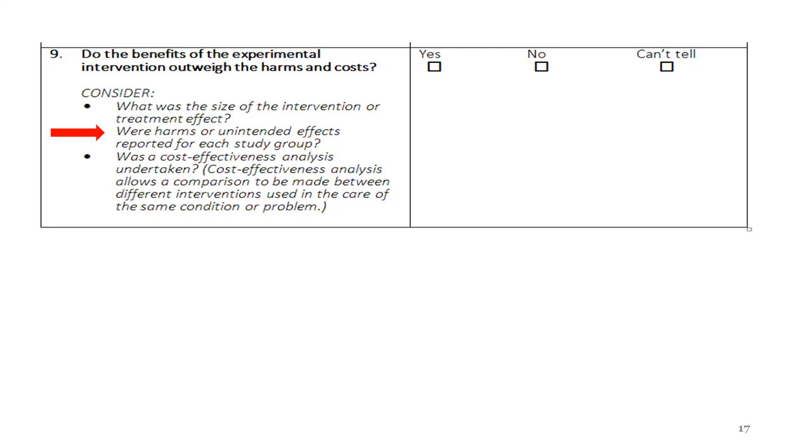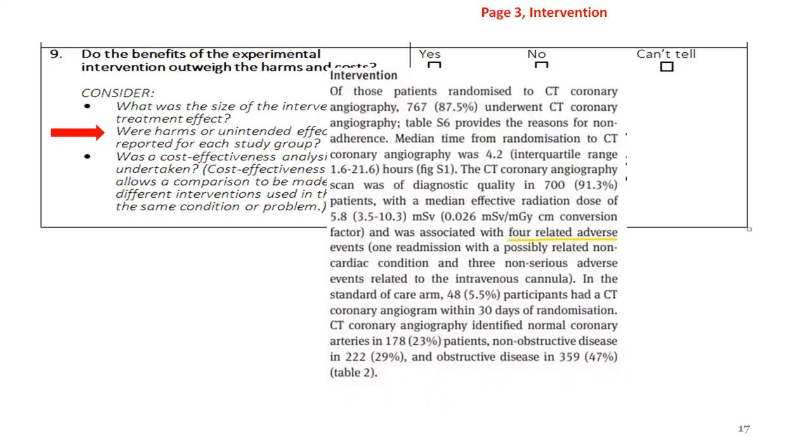So regarding whether harm or unintended effect was reported for each study group, basically they haven't shown harm or unintended effect for each group. But if you see on page number 3, under intervention, they have mentioned 4 related adverse events. So 1 readmission with the possibility related to a non-cardiac condition, and 3 non-serious adverse events related to the intravenous cannula.